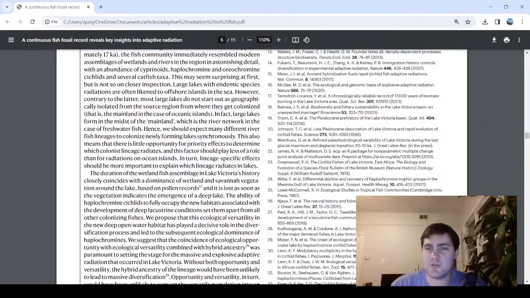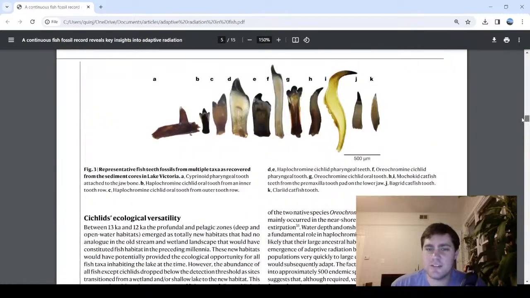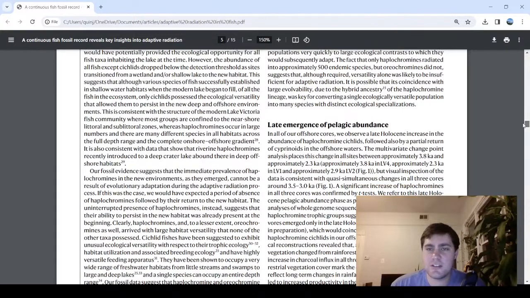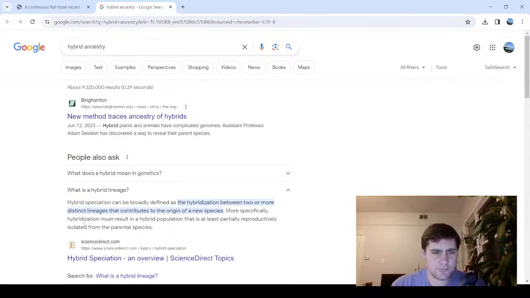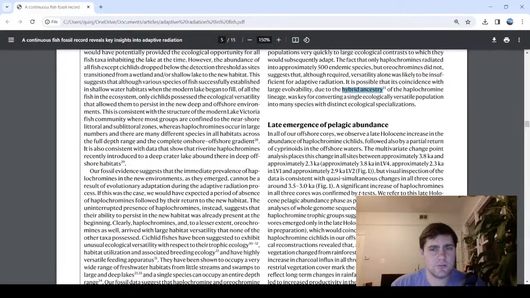Ancient hybridization fuels rapid cichlid fish adaptive radiation. What is ancient hybridization? What is that? That's crazy. Hybrid ancestry, what does that even mean? That's interesting. So it kind of just means what it means. Hybrid obviously is two new species being created by two separate species.